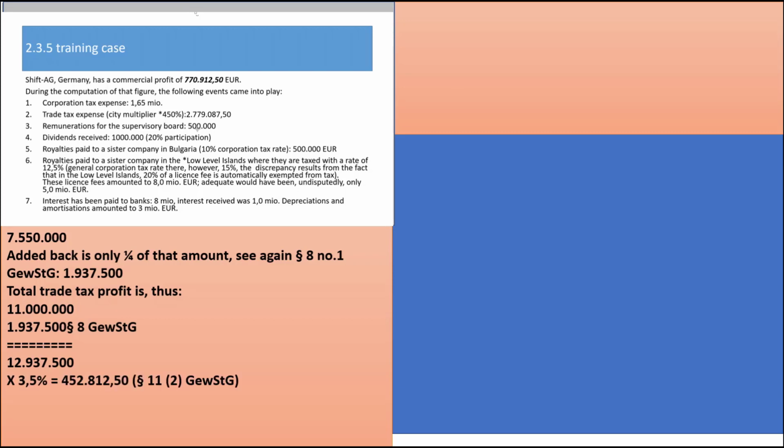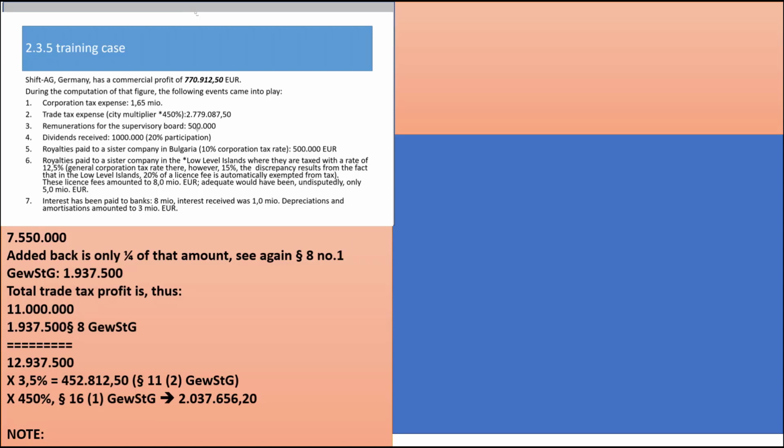Now, that nice old-fashioned way to compute the trade tax burden starts. We take that by a standardized multiplier of 3.5% and end up with a trade tax base or computation base of 452,812.50. And now the city tax rate is applied to that, 450% according to what the case data said under 16.1 Gewerbesteuergesetz. So that leads to a trade tax of 2,037,656.20.